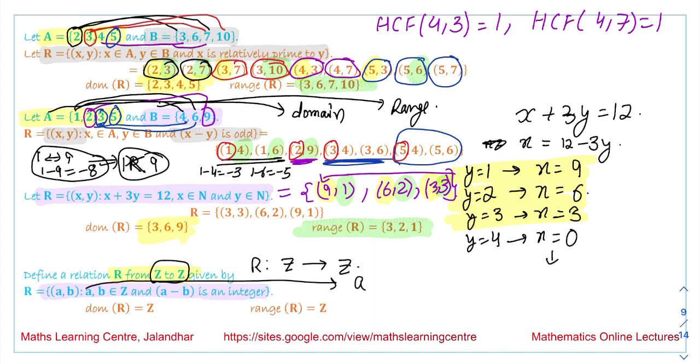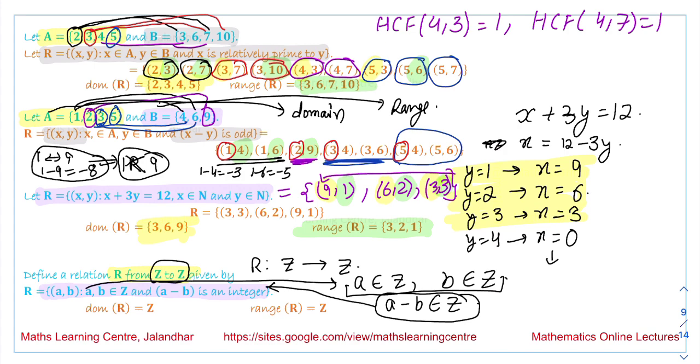Suppose we have taken any integer A from Z and any integer B from Z. Integer B from Z means we are talking about any element of Z, or we are saying B is an integer. We know that the difference of two integers is always an integer, and this is what is given to us, that A minus B should be an integer. So this is true for all integer values of A and for all integer values of B.